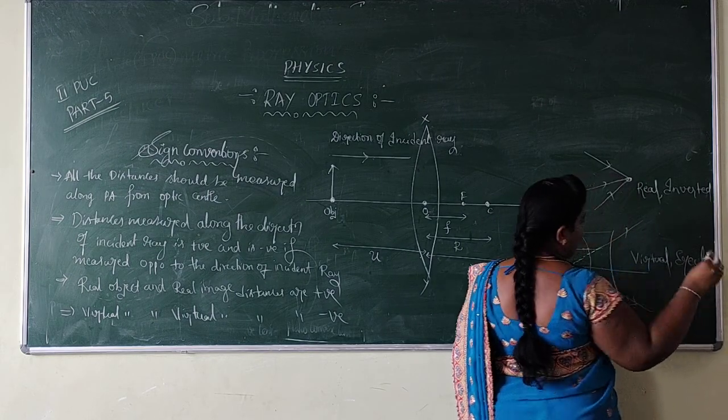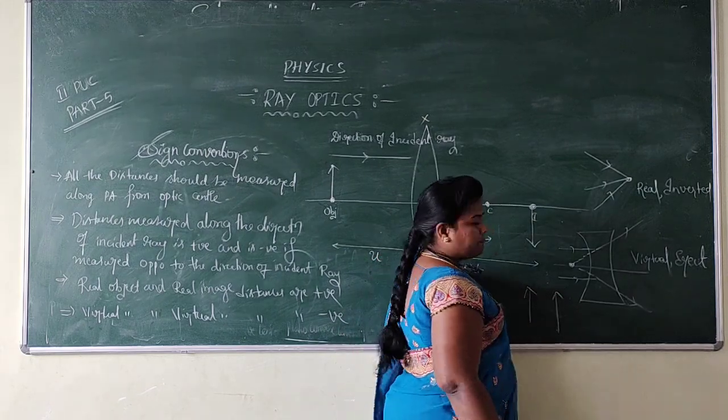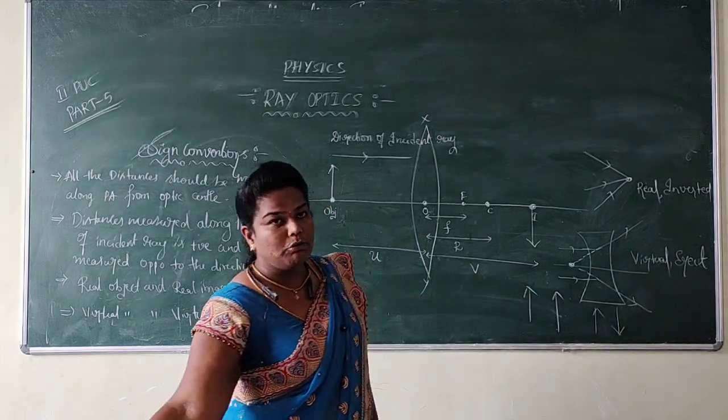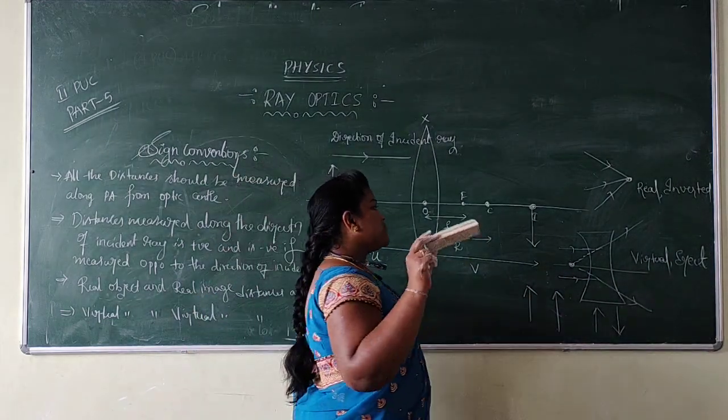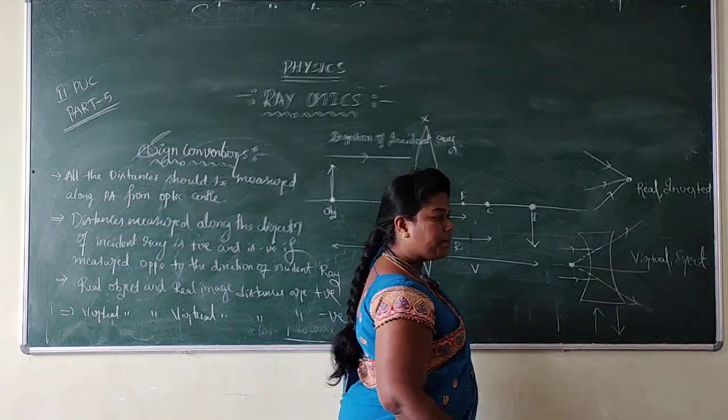Erect means straight as it is: object straight, image straight as it is. Inverted means the object is straight and the image is inverted. So if it is real, it is inverted. If it is virtual, it should always be erect. Keep in your mind.